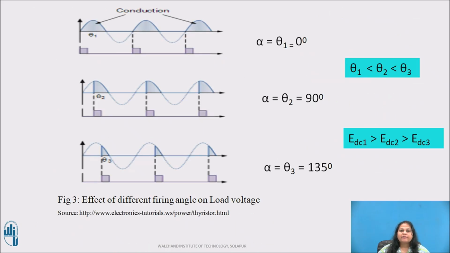Let us now see the effect of different firing angle alpha on the load voltage. As shown, when the firing angle is increased from 0 degrees to 135 degrees, conduction period of SCR is reduced, which makes the average load voltage to reduce. Thus, we can say that average load voltage is inversely proportional to the firing angle alpha. More is the firing angle, less is the average load voltage and vice versa.